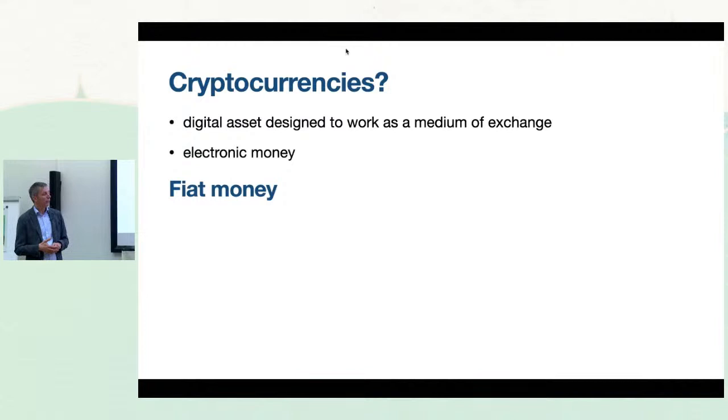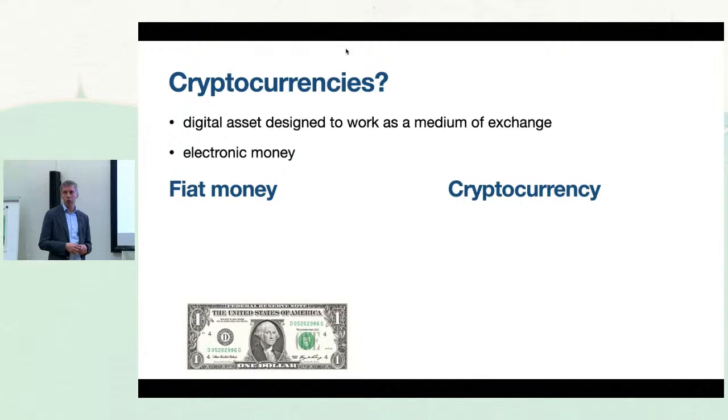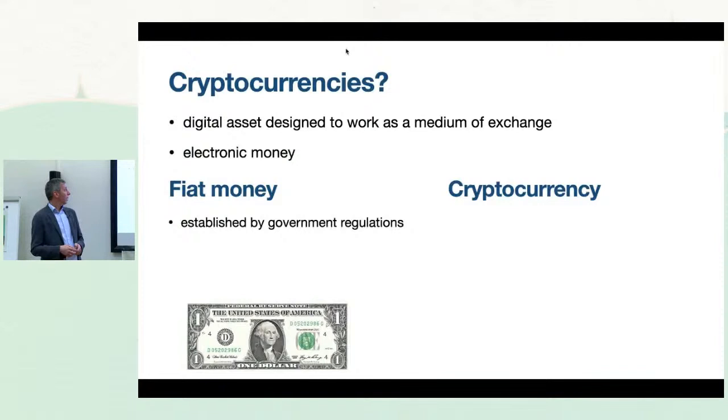One is fiat money, and the second is cryptocurrencies. Fiat money is something that you already know, like this one, or euros or whatever. It's called fiat because it has no value at all. It's typically established by government rules or by a federal bank, and as I said, it does not have any intrinsic value. That's just a piece of paper.